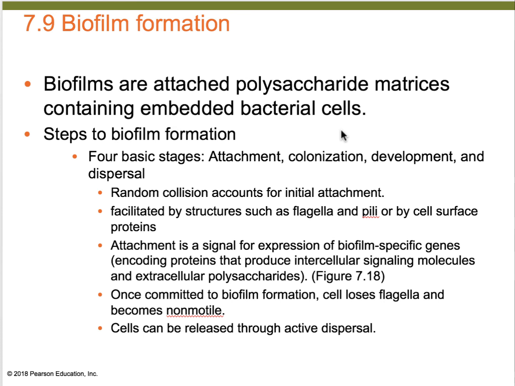Attachment is mediated just by a random collision. A cell will bump into a surface, and if it has a structure like a flagellum or a pilus, that can help it attach. There are other surface proteins that cells can use to help them attach as well. Once they do attach, that triggers some gene regulation within the cell that will turn off motility-related genes and turn on genes necessary for secreting the polysaccharide, continuing to adhere, etc. And then at some point, again, cells will decide to disperse.